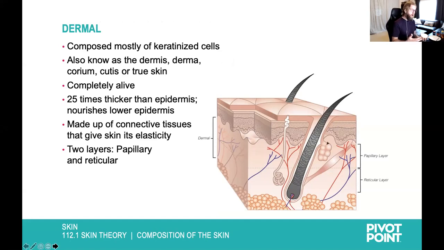It can also be referred to as the derma, the corium, the cutis, or what many people even say is the true skin, because this is the good majority of your skin. If you think of your skin almost like a multi-layered sandwich or burger, the cutis, the dermal layer, this is the meat. This is what you want to be the thickest part. It's about 25 times thicker than the epidermis.